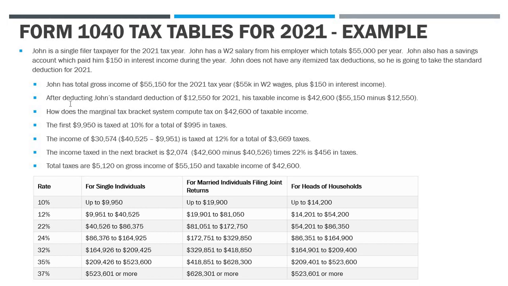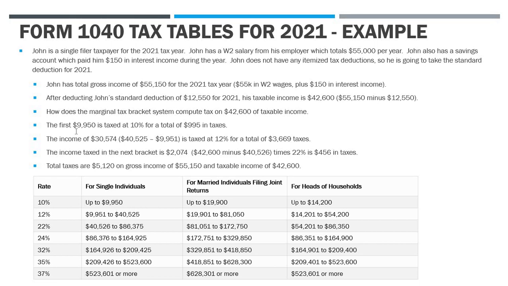Now, after John takes his standard deduction, which is $12,550 for a single filer in 2021, his taxable income is now $42,600. $55,150 minus $12,550. That's how he gets the $42,600. Now, when we have the $42,600 in taxable income, we take that data over to the rate table and compute the amount of tax within each range, right? So $42,600 puts him within this 22% rate bucket, but again, it's only the income that falls within this range that is subject to tax at 22%.